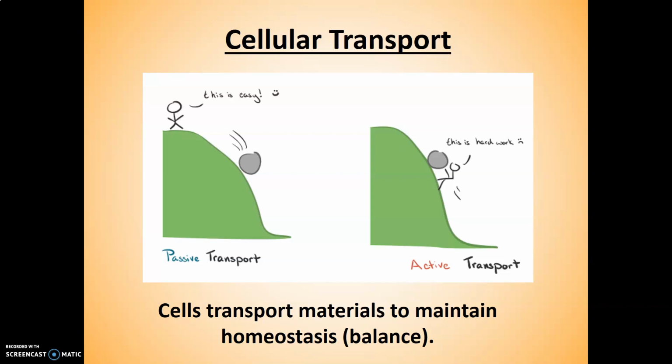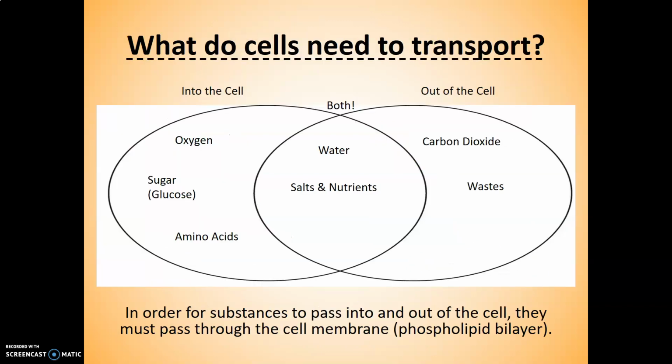So we're going to look at two types of transport. We have passive transport and active transport. And if you look at this diagram, there's an easy way and there's a harder way. One doesn't require energy and the other one does. So what do cells actually need to transport?